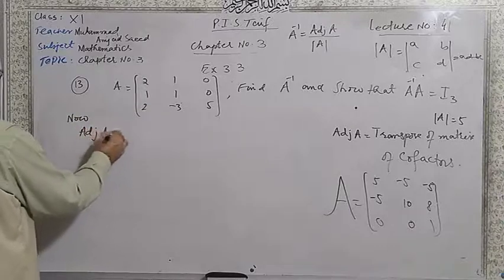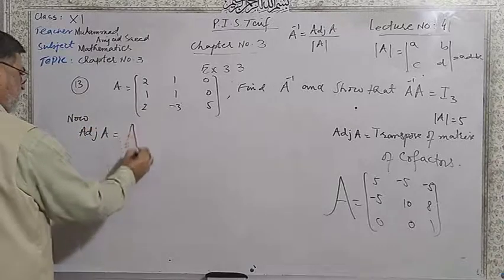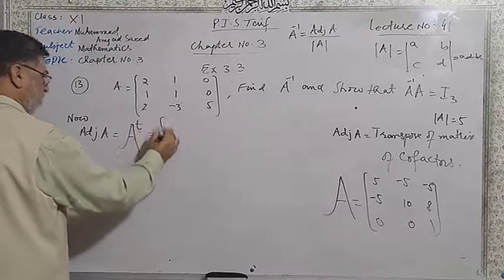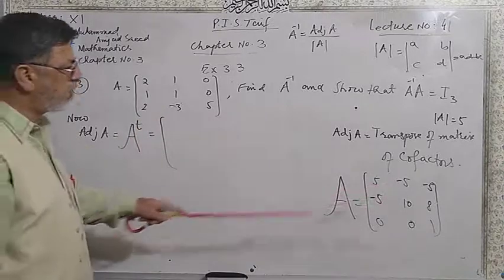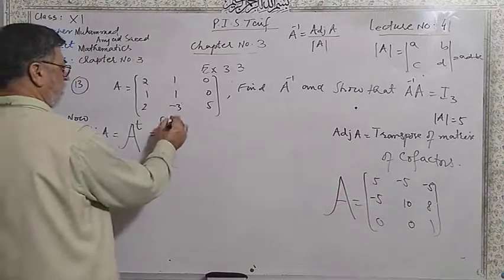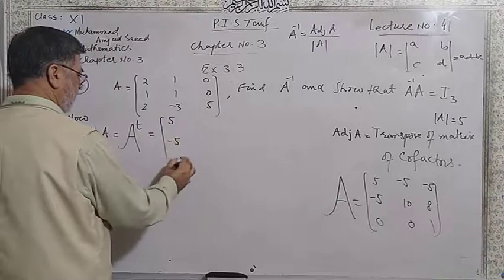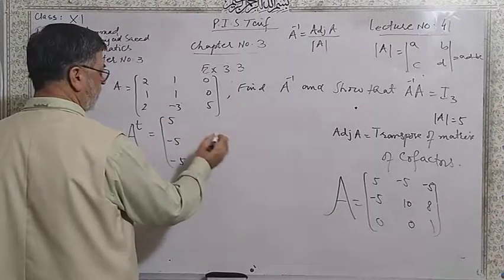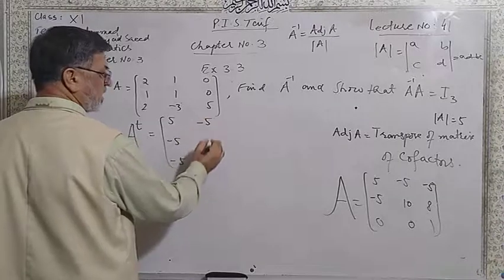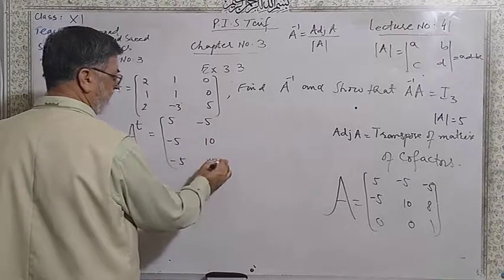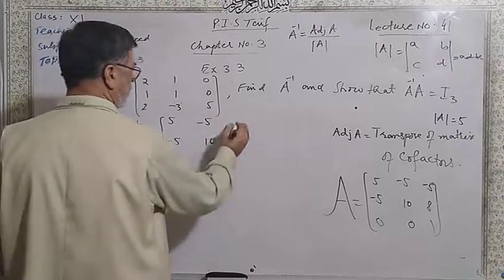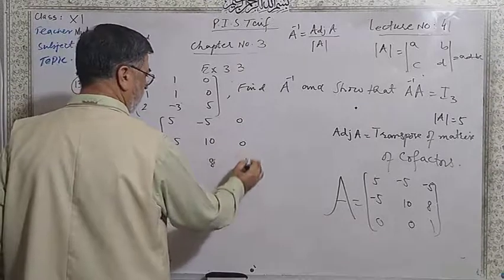Now, adjoint A is equal to the transpose of the matrix of cofactors. First row becomes first column: 5, minus 5, minus 5. Second row becomes second column: minus 5, 10 and 8. Third row, third column: 0, 0 and 1.